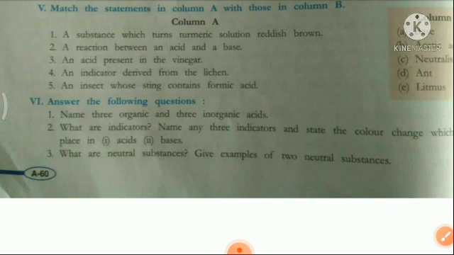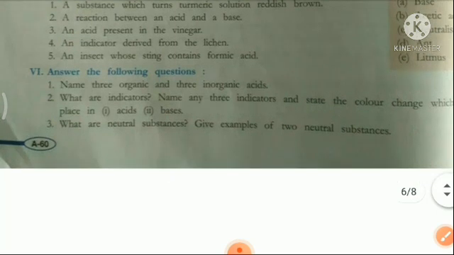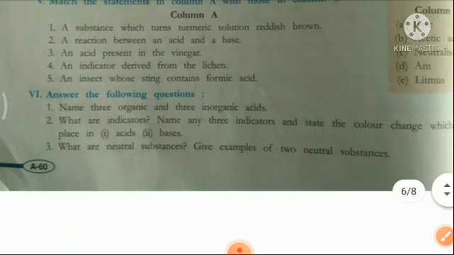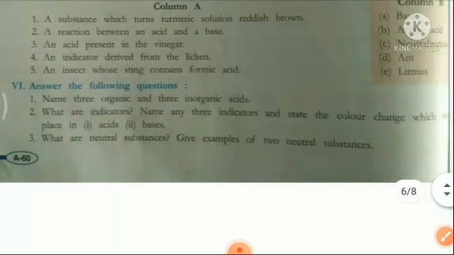So name 3 organic acids and name 3 inorganic acids. That we have already discussed in the classes, and it is also in your book. So you can write the names of 3 organic acids and 3 inorganic acids from your book, or what we have discussed in the class. So what are indicators? Indicators are the substances which change their color when they come in contact with acids or bases. Name any 3 indicators and state the color change which takes place.